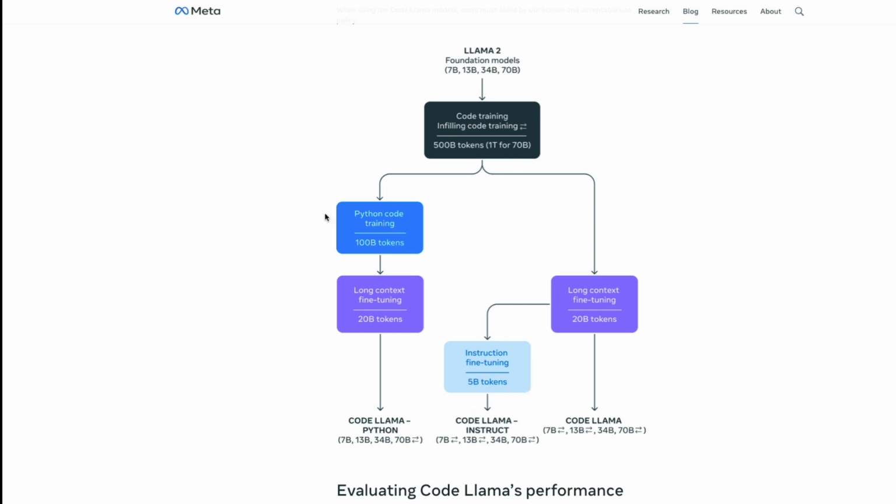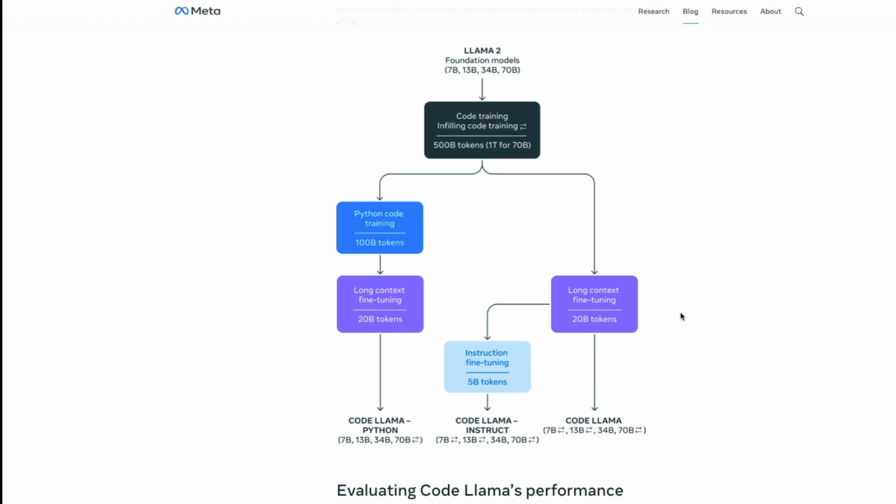And there is a special code training. Instead of long context fine tuning and instruction fine tuning, you just train it with additional Python code and then long context fine tuning. And that is the 70 billion Code Llama Python model. So this is the base model, which is from Llama 2 with code training. This is the instruction fine tune model. And this is the Code Llama Python model.